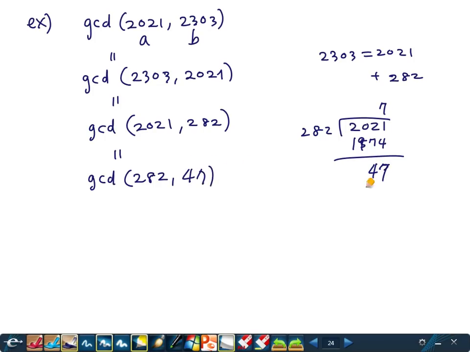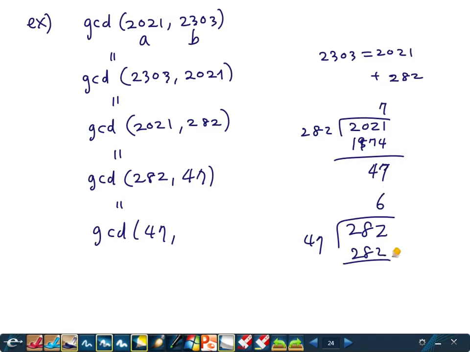We already know that this is the answer. So now what? We have to move 47 front. We have to divide this by 47. So what is that? 6. Exactly this. Going to be 0. So GCD is 47. This is what the Euclidean algorithm does.